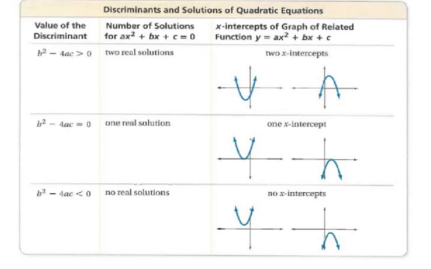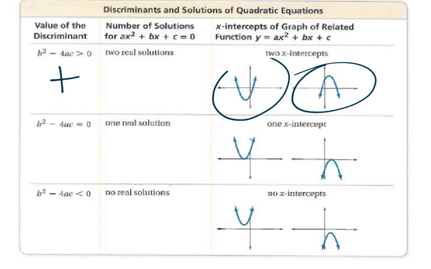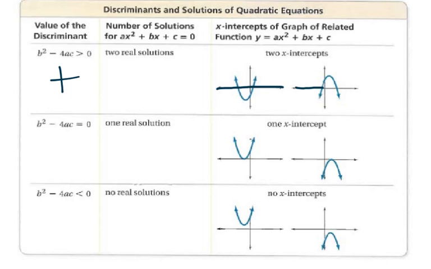So if the discriminant is positive, then it'll look like one of these two graphs. Notice they both pass over the x-axis. They cross through here and they cross through there. And even more than that, they cross twice, which is where the two real solutions come in.